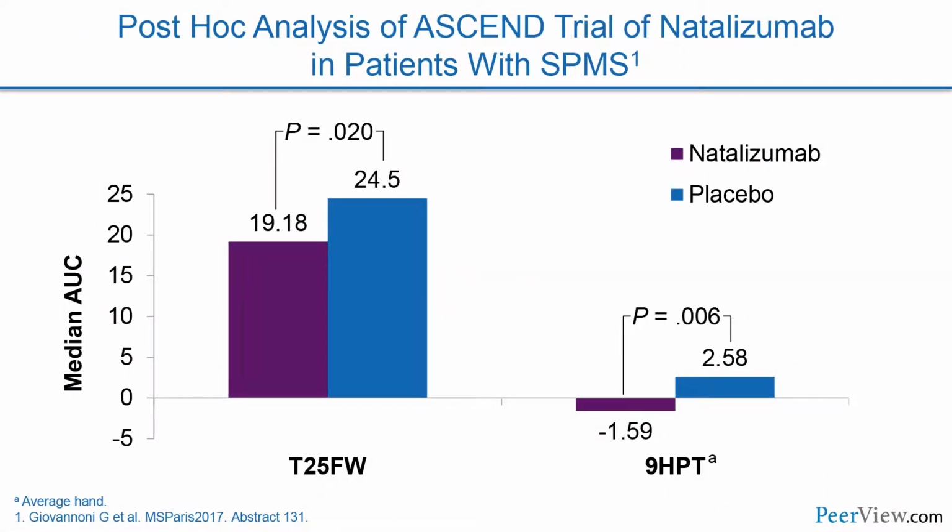At the 7th Joint ECTRIMS-ACTRIMS meeting, Giovannoni and colleagues presented data from a post hoc area under the curve analysis indicating that natalizumab significantly improved the overall disability experience for walking and upper limb function compared to placebo in SPMS patients. Consistent with the primary endpoints of ASCEND, natalizumab treatment effects were greater for upper extremity function.